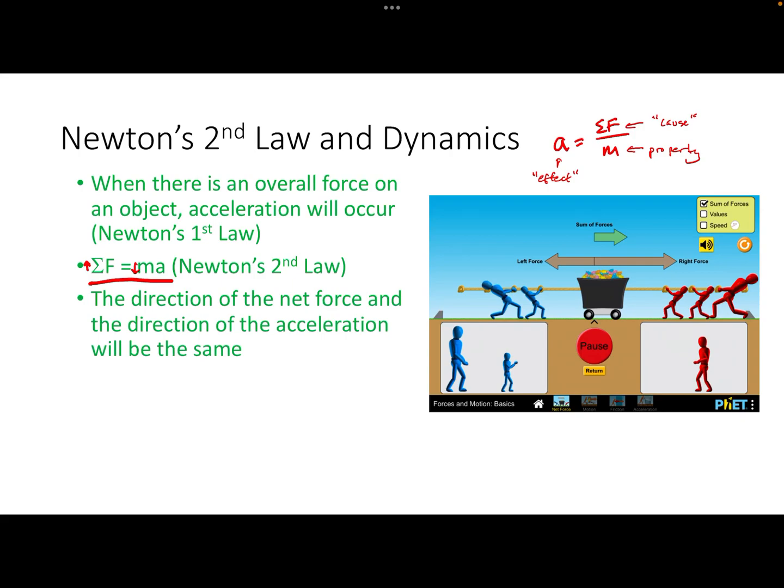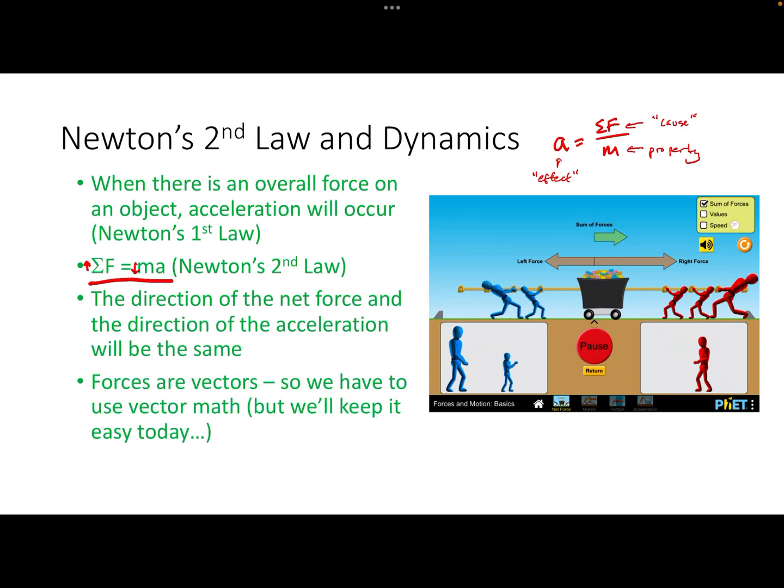The direction of the net force and the direction of the acceleration will be the same. The sum of the forces will have only one direction associated with it. There's going to be some overall force in some direction. That will also be the acceleration of the object that we're investigating.